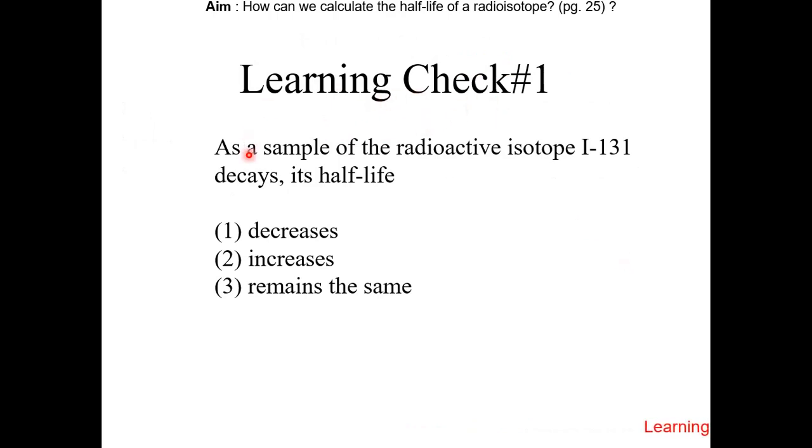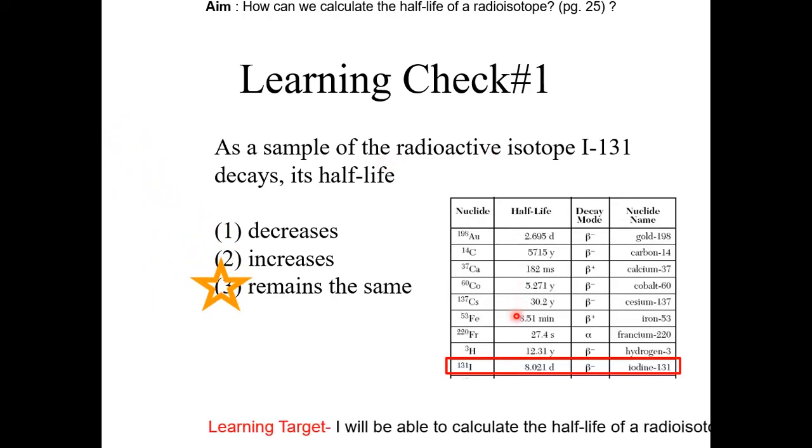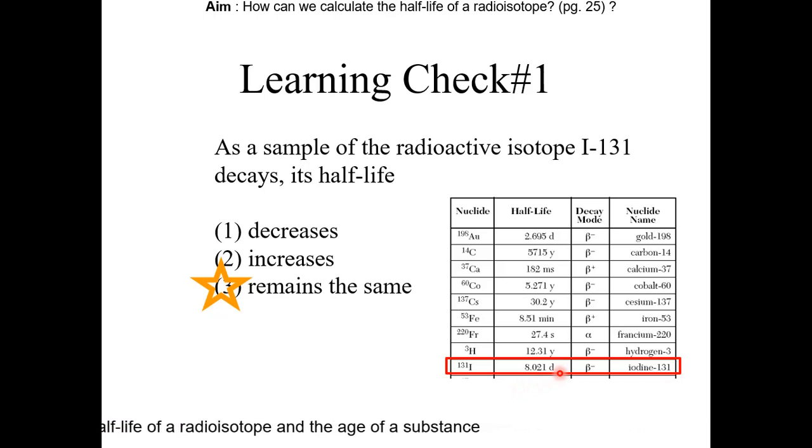Learning check number 1. As a sample of radioisotope I-131 decays, a half-life does what? Pause the video and resume once completed. The answer is choice 3 because half-life is a chemical property. If we look on Table N, I-131 has a half-life of 8 days. Every sample of I-131 will have 8 days as the half-life. When I-131 decays, it undergoes beta minus decay, so it's no longer I-131.